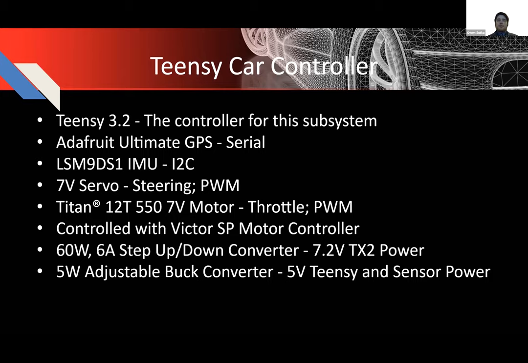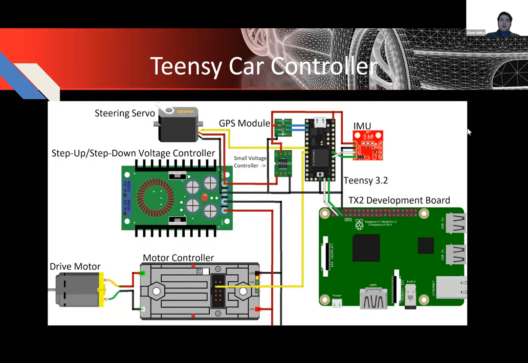For the steering and throttle motors, we had PWM signals. And then we controlled a motor controller for the throttle one. And then we had some up and down converters in the system to regulate power to each component to make sure we didn't go above or below what they needed. So you can kind of see the setup here.